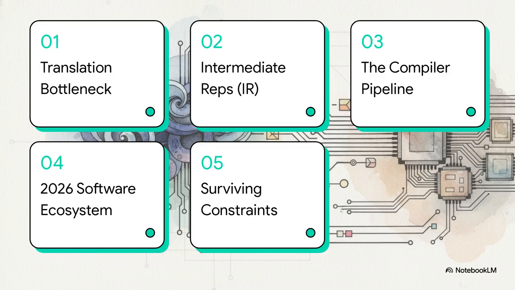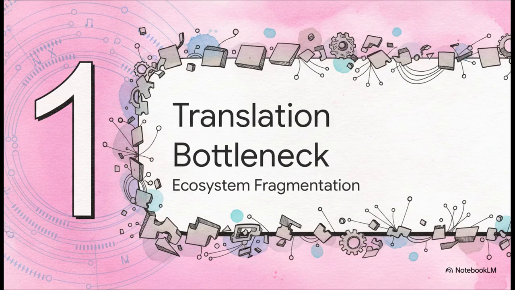Here is our roadmap for this explainer. First, we'll look at the translation bottleneck. Second, intermediate representations. Third, the compiler pipeline itself. Fourth, the 2026 software ecosystem. And finally, surviving hardware constraints. Let's start with Section 1, the translation bottleneck, and the very real problem of ecosystem fragmentation.